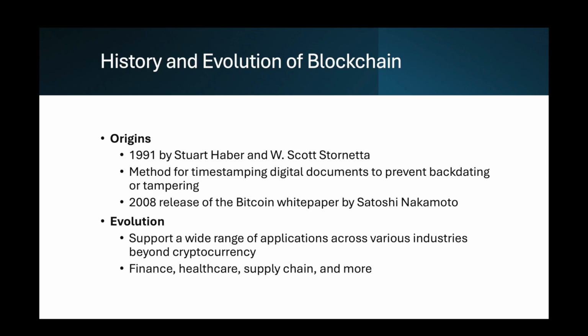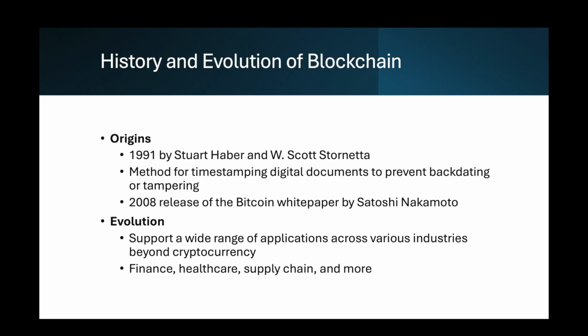History and evolution of blockchain. Origins. The concept of blockchain was first outlined in 1991 by Stuart Haber and W. Scott Stornetta as a method for timestamping digital documents to prevent backdating or tampering. However, it wasn't until 2008 that blockchain gained popularity with the release of the Bitcoin white paper by an individual or group under the pseudonym Satoshi Nakamoto.